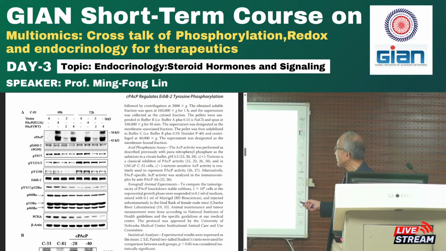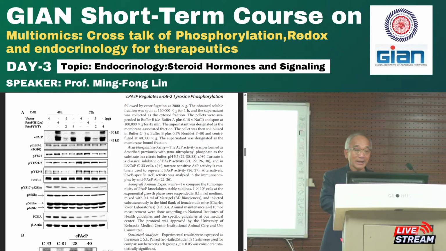So the phosphorylation of ERB2 is dephosphorylated by the active form of the PAP. The inactive form of the PAP, the H12A, actually has no function. So this indicates that it's not only that they form the same complex; the activity is involved in the dephosphorylation.